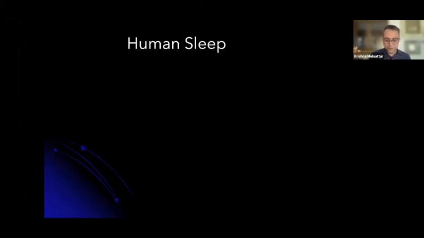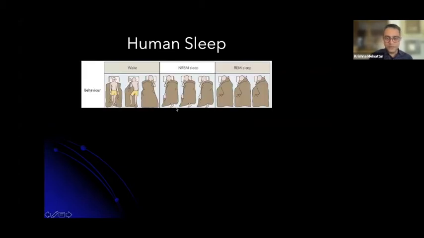It's a really exciting problem. We know so very little about it. It's something we spend a lot of our time doing. So I'll start with a little brief introduction about human sleep. So how do we tell sleep? Seems like a kind of obvious question, but you can look at behavior, for example.